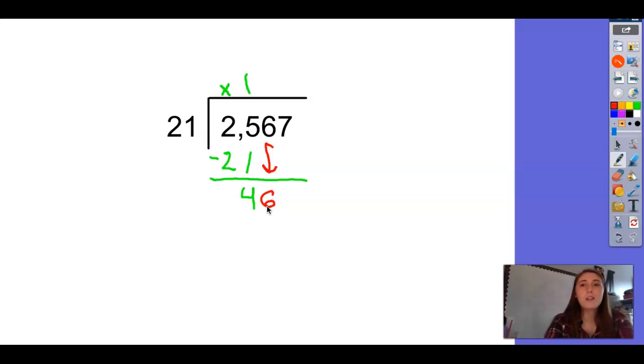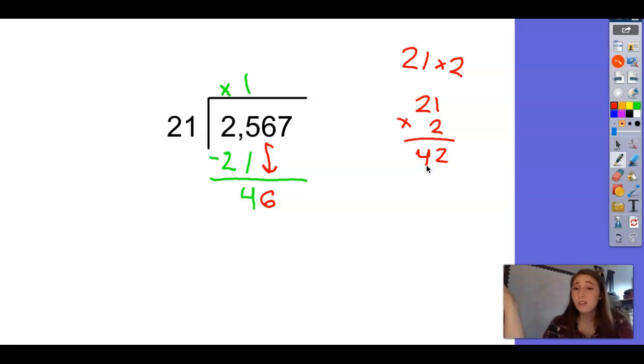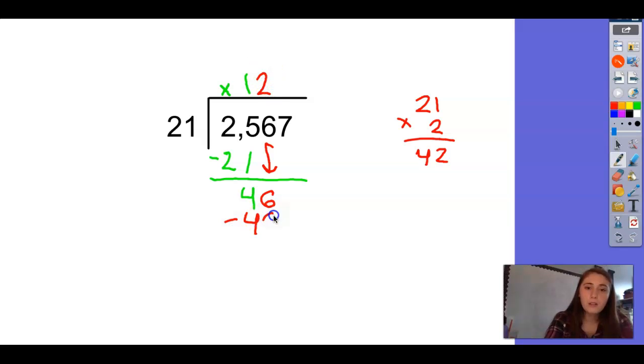And I learned from last time that 21 times 2, if I write 21 times 2, 1 times 2 is 2, and 2 times 2 is 4. Well, that's pretty close. I think I'm going to do 21 times 2. So I'm going to write my 2 in my tens and subtract 42 from 46. 46 minus 42 is 4. Now I need to go back to my compare. Can I fit 21 into 4?